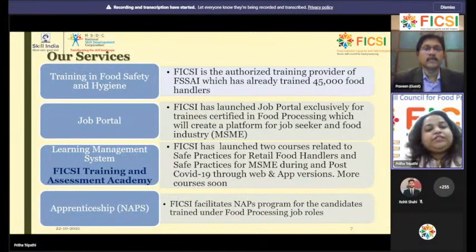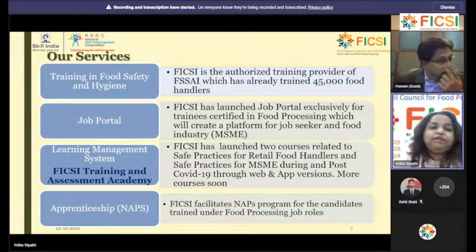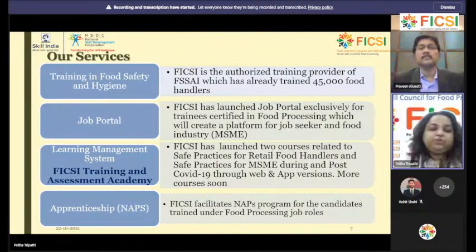We also have a very interesting learning management system, which is the e-learning platform that FICSI has developed, and we have approximately 40 courses available for you to use. One of the things that we again offer is the apprenticeship programs under the National Apprenticeship Promotion Scheme. It benefits and facilitates students and gives them the opportunity to apply for an internship with the food industries across the country. So this is something very interesting and exciting that students can look up.